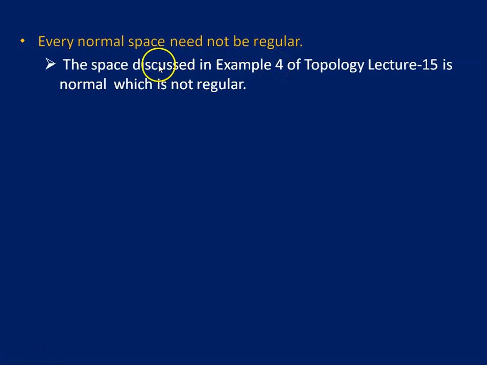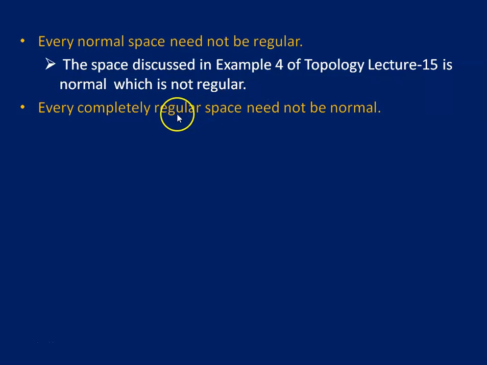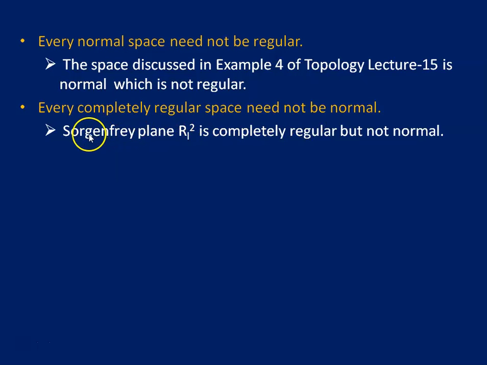Now let us summarize what we have studied in this lecture and in the previous lecture. Every normal space need not be regular. The space discussed in example 4 of topology lecture 15 is a normal space which is not regular. Every completely regular space need not be normal. For that we can see the Sorgenfrey plane, R_l squared, which is completely regular but not normal. This example is available in all topology books. It is a very important example, which is completely regular but not normal.